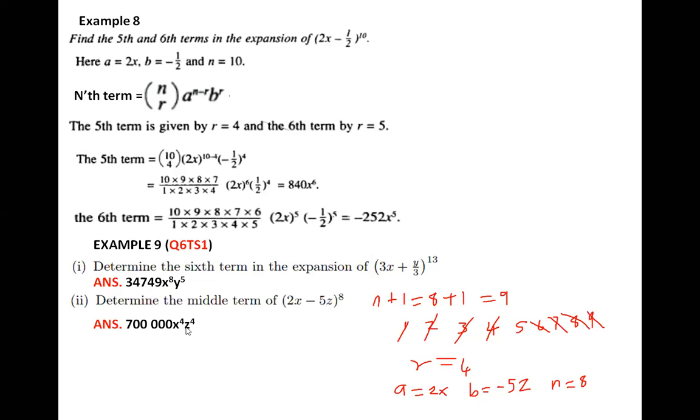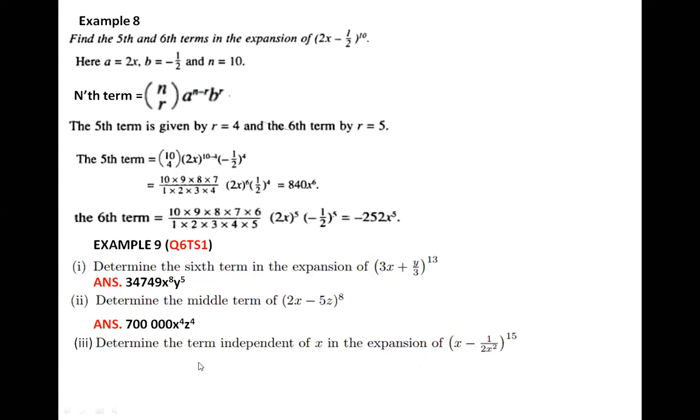So on the same question, question 6, we have this question which is saying determine the term independent of x in the expansion of negative 1 over that. Let me just delete this. So they are saying determine the term independent of x in the expansion of this. On this one, you should pay attention, listen to me clearly.